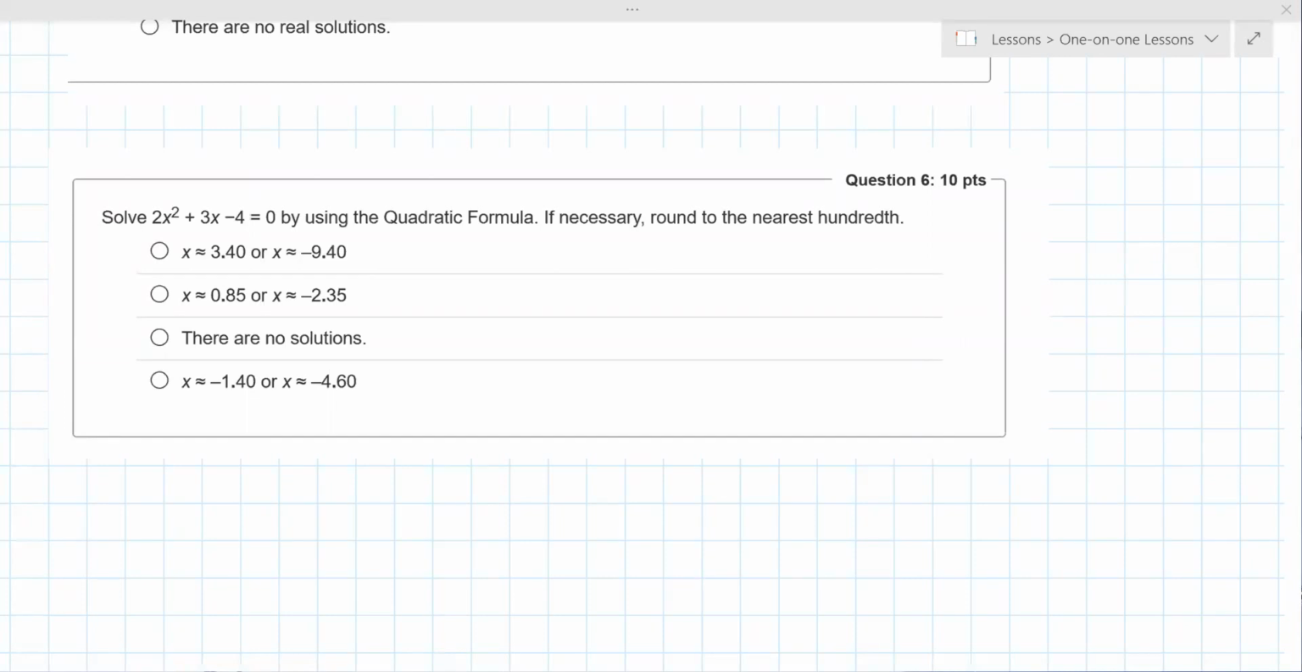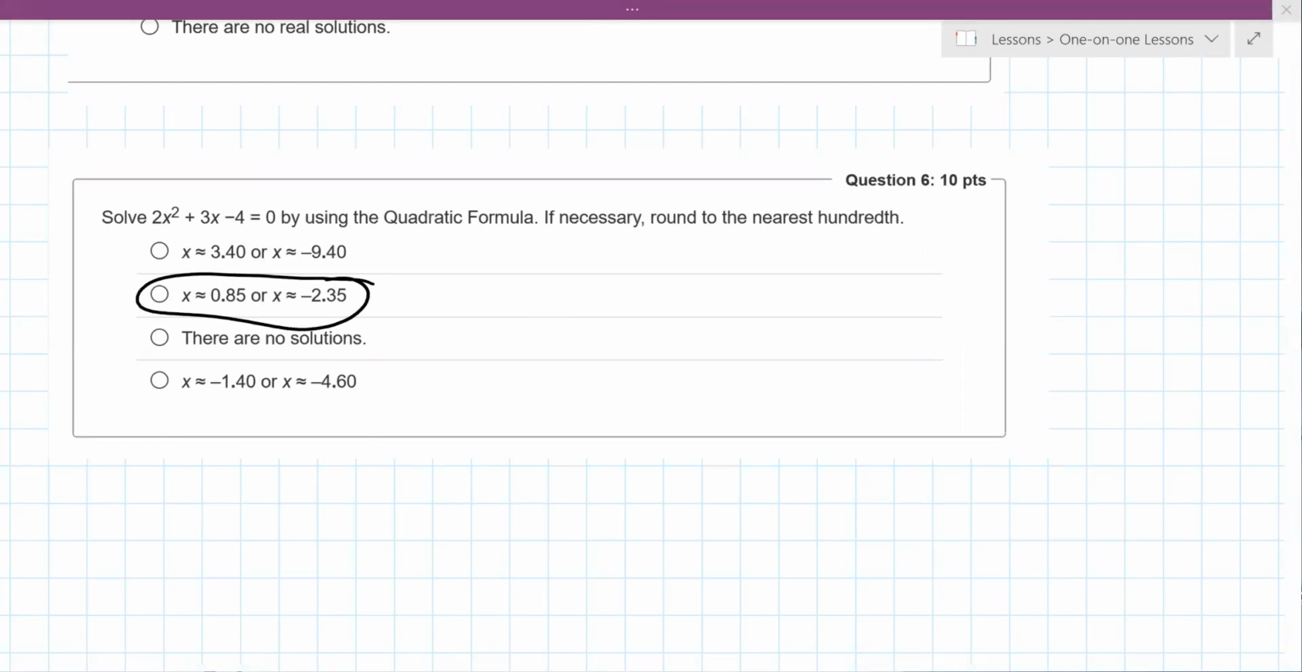Negative 2.351 and 0.851. So it's letter B. The answer is letter B. Okay. I agree.